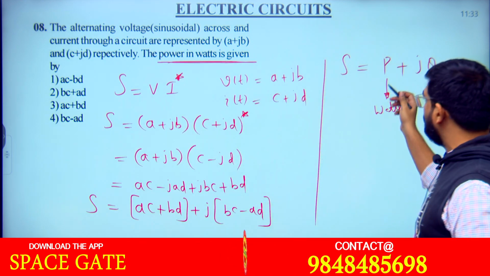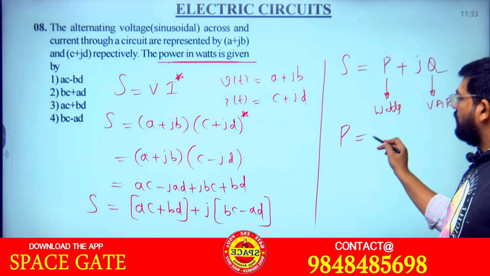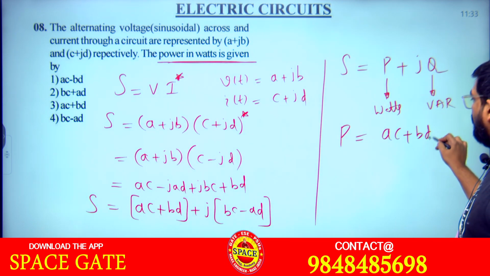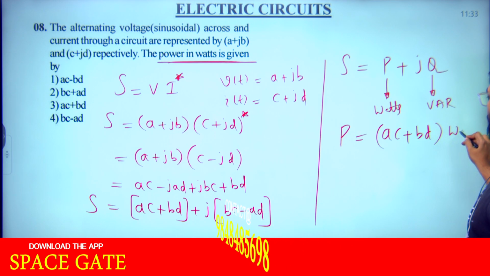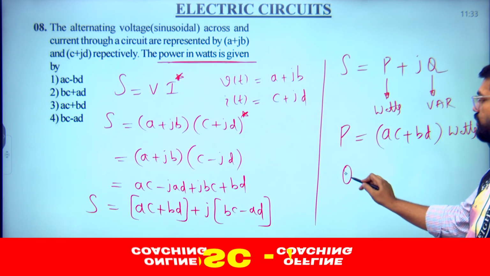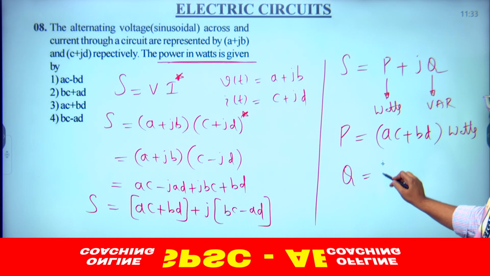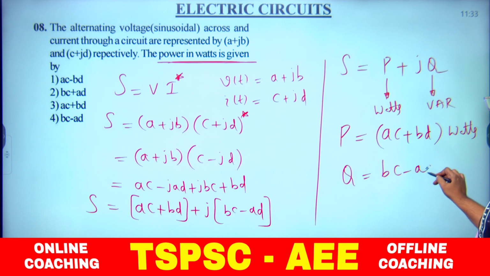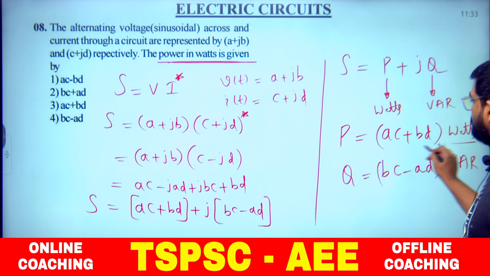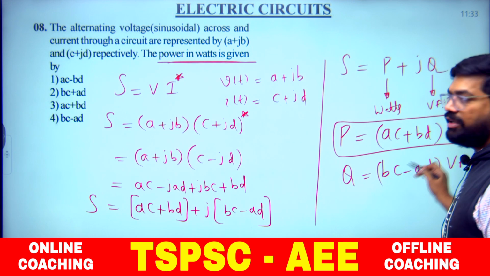You correlate that. The real part is what? Watts means AC plus BD is the active power, which is in watts. And if you see the reactive power, what is the result? BC minus AD is the reactive power. This is in volt ampere reactive. But the question is about finding the active power.